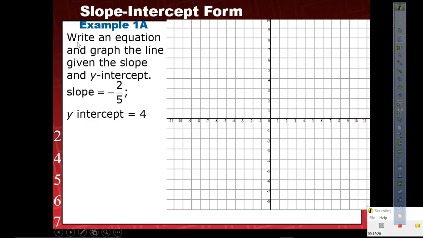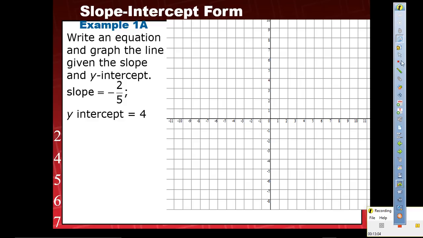Example 1A, it says, write an equation and graph the line given the slope and y-intercept. Slope equals -2/5, y-intercept equals 4. Copy that at the top of your graph paper. Just copy it, and I'm going to walk you through this example. Copy that, please. Look up to the screen, please. Once again, please stay focused.